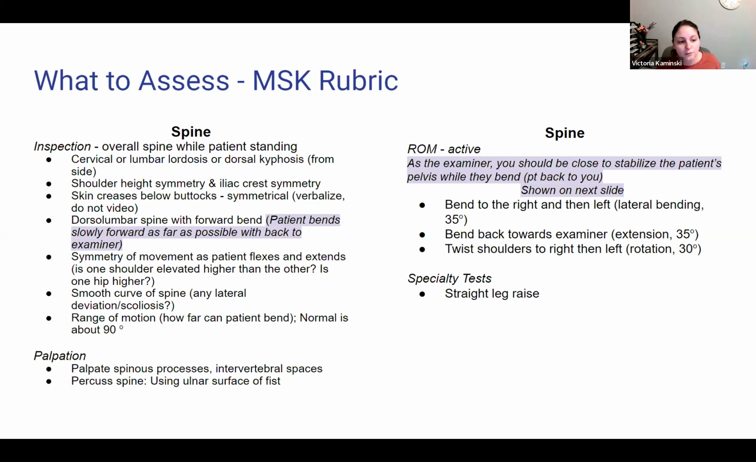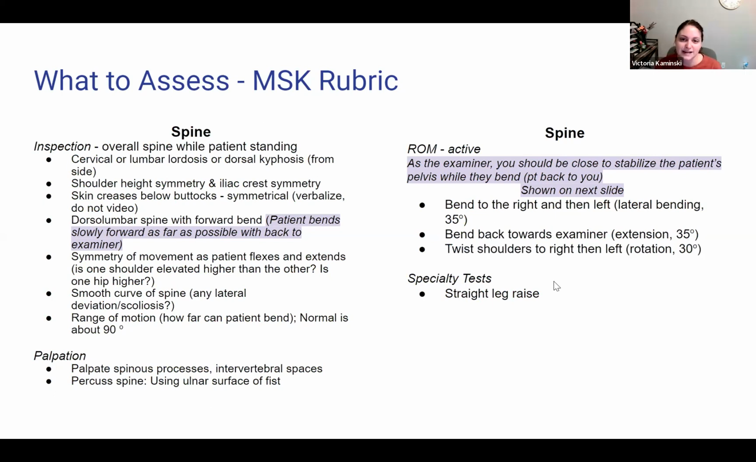And then with range of motion of the spine, we'll look at that in just a moment in an additional slide. But you're going to basically be stabilizing the patient by standing at their side, and their back should be to you. You're going to have them bend to the right and to the left to show lateral bending at 35 degrees, bending back towards the examiner. So that's an extension of 35 degrees, and then twisting the shoulders right and left. And that's a rotation of 30 degrees.